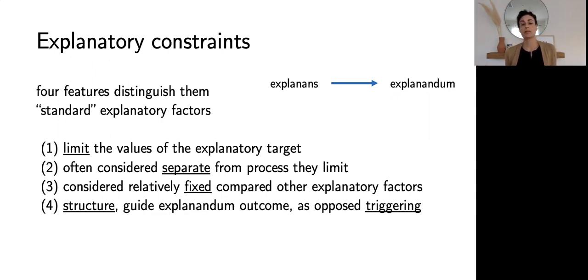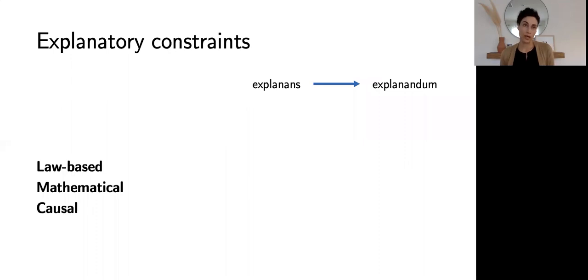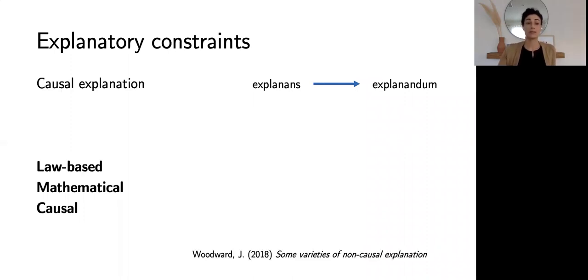So when we examine scientific cases of constraints in more detail, what I'm going to suggest we find is that these cases are often going to fall into three main categories. We find that some of these constraints are law-based, some are mathematical, and some are causal. I'm going to suggest that we can understand distinctions between these constraint types by relying on a Woodwardian or interventionist account of causal explanation.